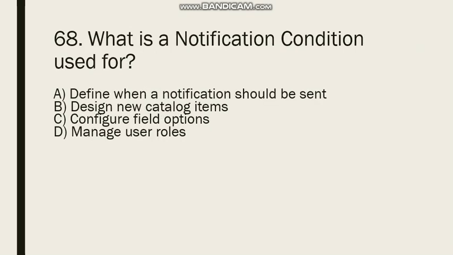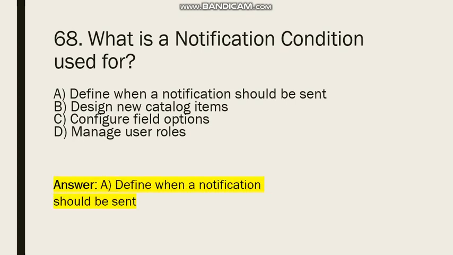68. What is a notification condition used for? A. Define when a notification should be sent. B. Design new catalog items. C. Configure field options. D. Manage user roles. Answer: A. Define when a notification should be sent.